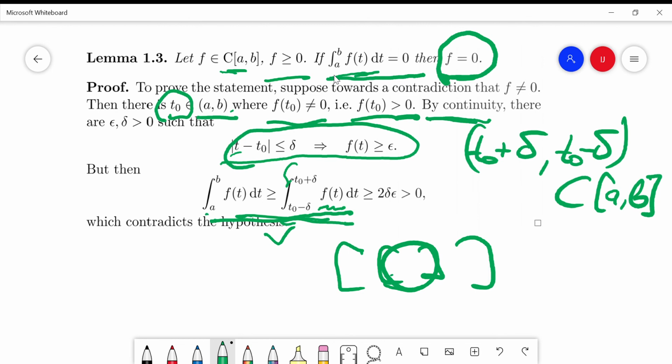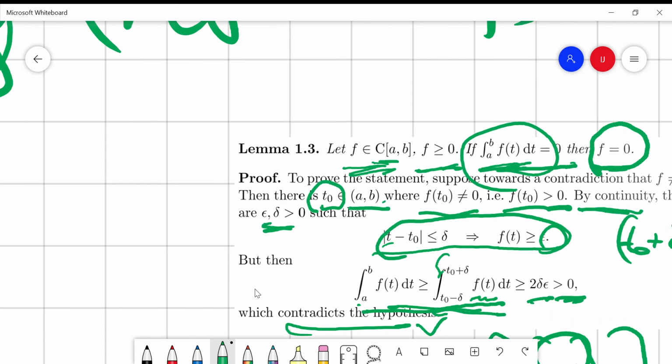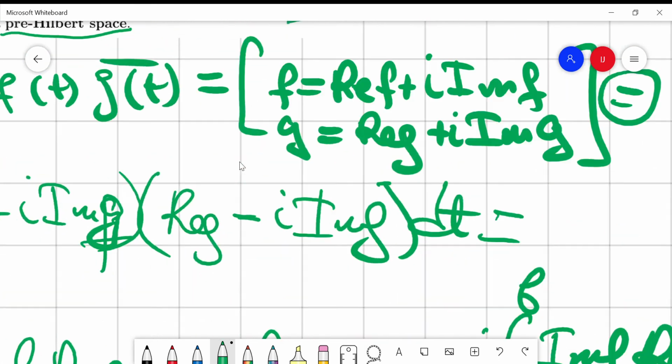Then we have this equality satisfied. Then if we put epsilon in instead of f, we will have this, and since epsilon and delta are greater than 0, the result is always greater than 0. Then this contradicts the hypothesis. So what this lemma says is that when you have a non-negative continuous function, and if it satisfies this, then it's always 0. The function is always 0. So now let's return to the last property.